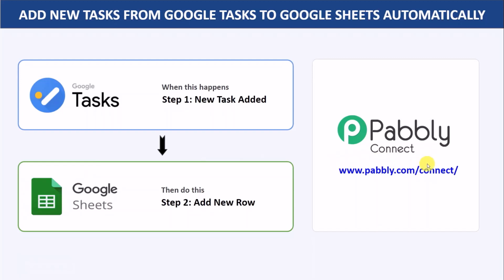So basically, Pabbly Connect is an automation and integration software which will help us in integrating Google Task with Google Sheets automatically. The best part here is it doesn't require any coding skills or programming knowledge. Even a non-technical person can do this in a few simple steps. So now let us check this in real time.